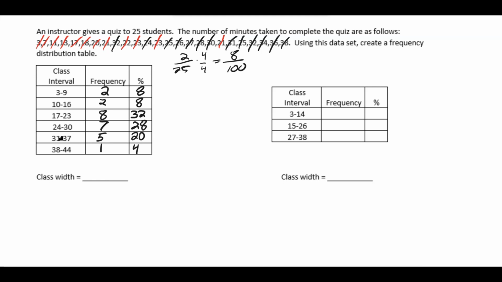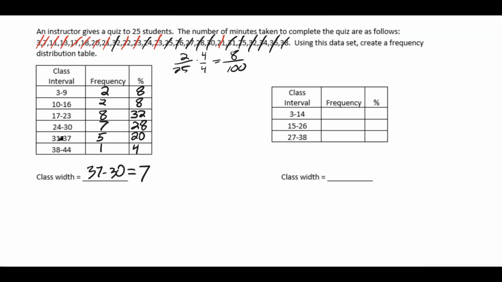Next, the class width. You can do the class width a couple of ways. The two easiest ways are to look at 2 consecutive lower ends of the class interval, like 10 and 3, and subtract them. 10 minus 3 is 7. 24 minus 17 is 7. 38 minus 31 is 7, etc. Or you can do the same with the upper class limits. 30 minus 23 is 7. 37 minus 30 is 7. For example, that one.